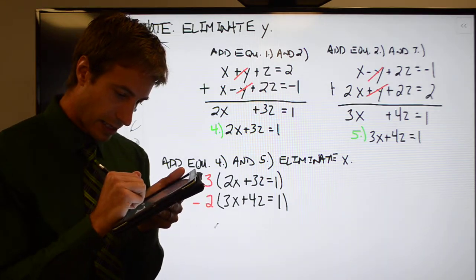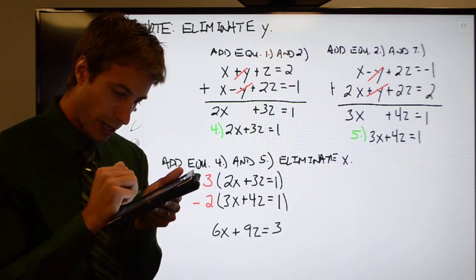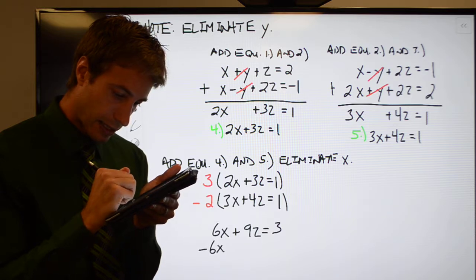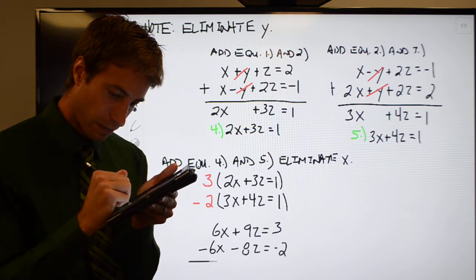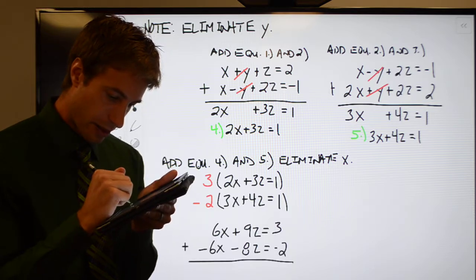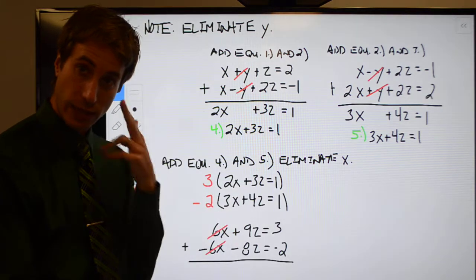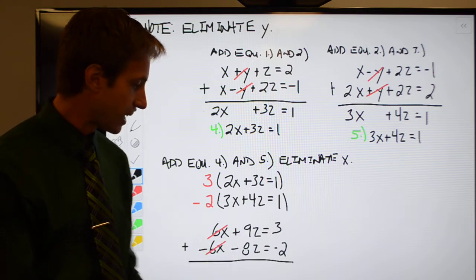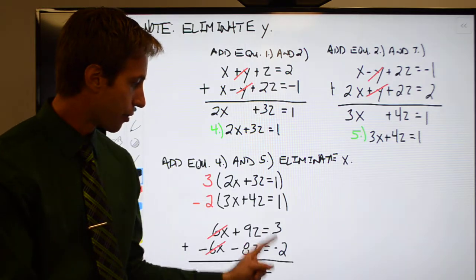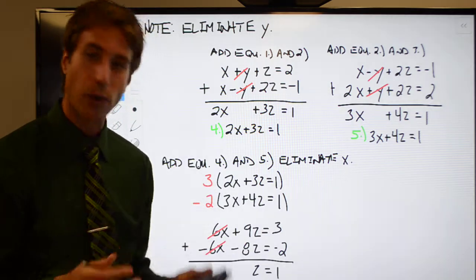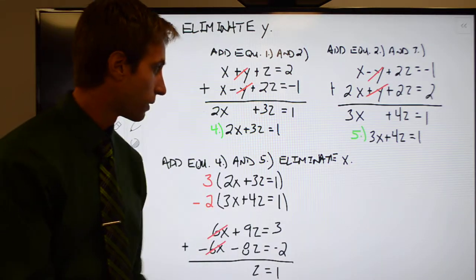I now have 6x plus 9z is equal to 3. I have minus 6x minus 8z is equal to a negative 2. We add those together. The x's drop out because I put a little forethought into it, thinking ahead. 9z minus 8z leaves me with z, just 1z. And 3 plus a negative 2 is 1. And what I wind up with is the value of z is 1. So, awesome, we got our first one.